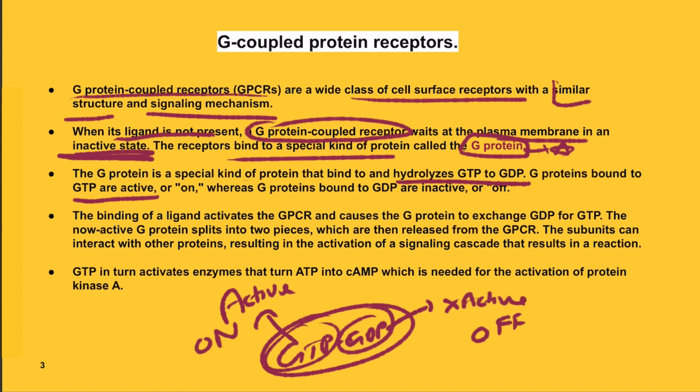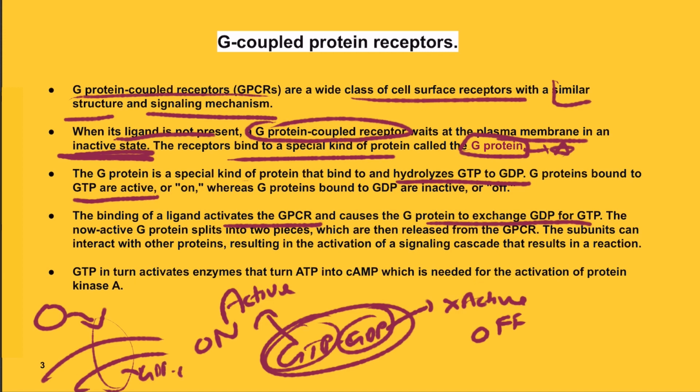The binding of a ligand activates the GPCR and causes the G protein to exchange GDP for GTP. The now active G protein splits into two, which are then released from the GPCR. Let's take a closer look. Say this is a G-protein coupled receptor. The signaling molecule binds to it, which causes the protein to exchange GDP for GTP. This is the G protein attached to the receptor.